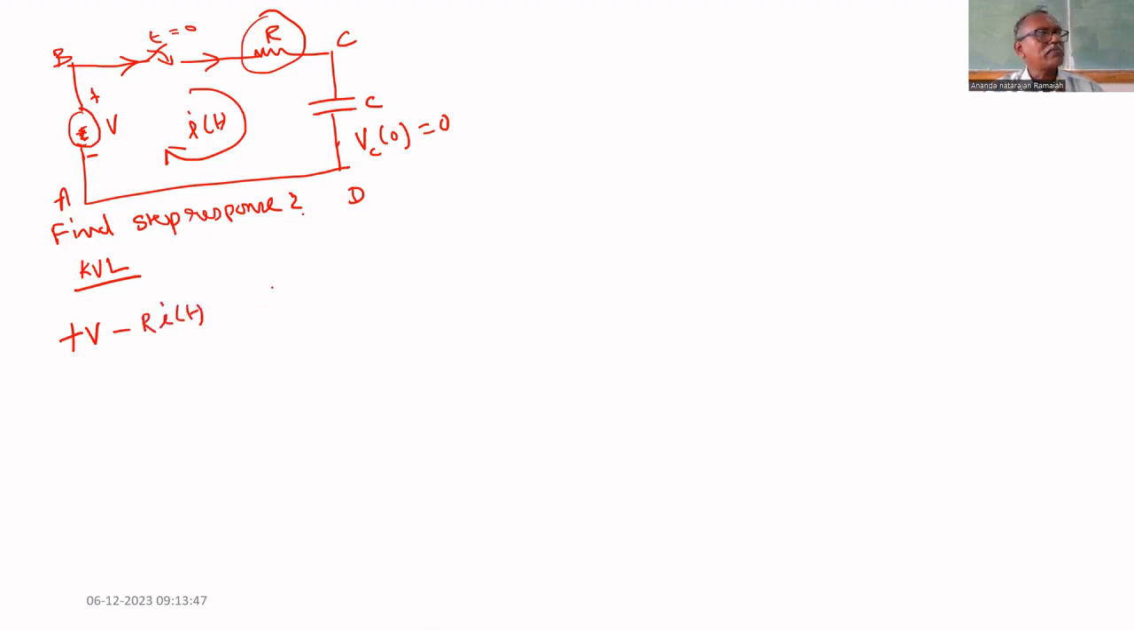Time varies here. Current varies here. Current varies. That's why I within bracket small t. It means it is a function of time. As time varies, current varies. That is the meaning. In all transients, if it varies, we will write I of t. Current is a function of time.